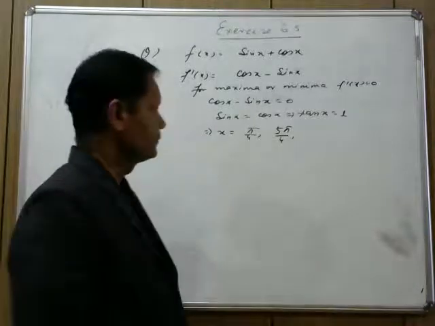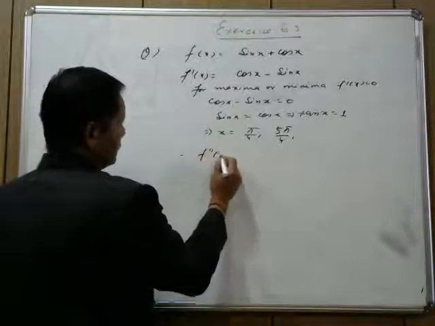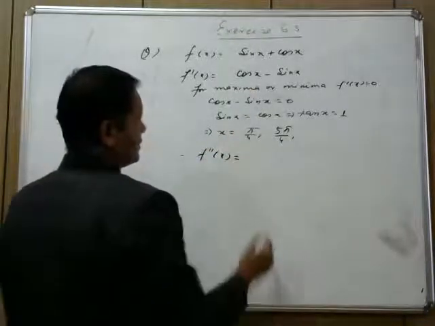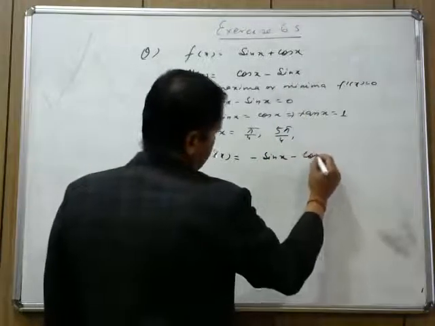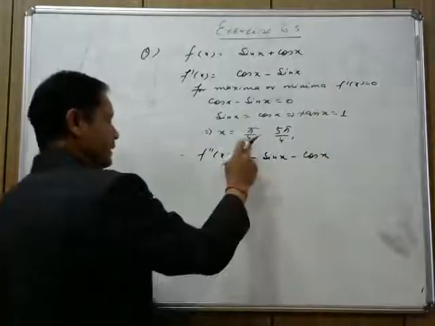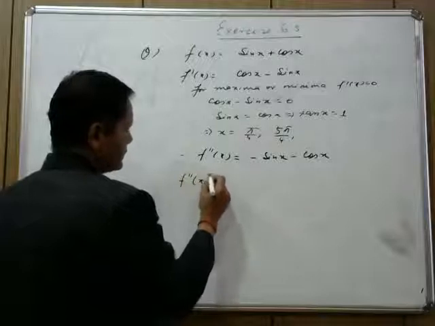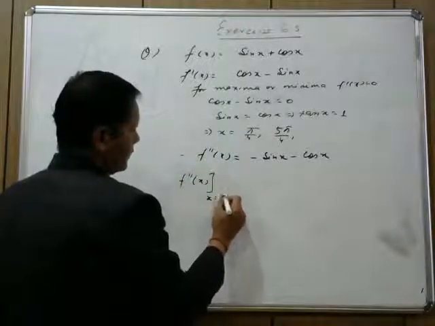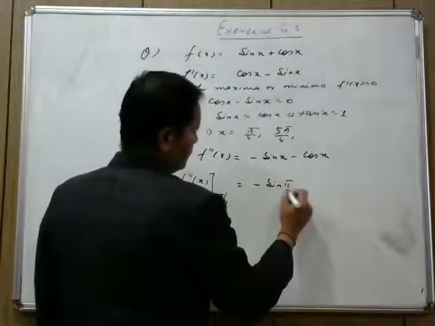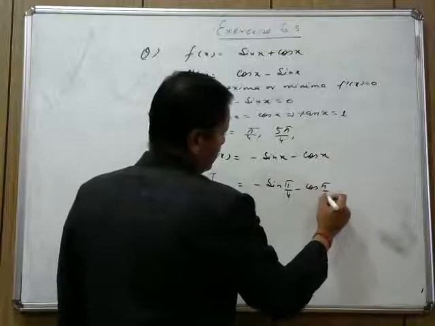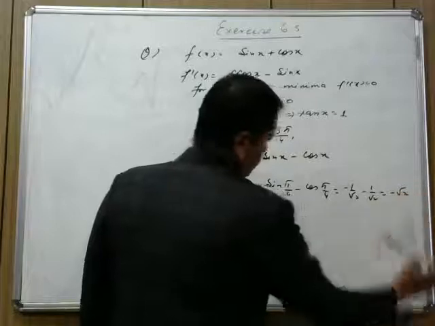Interval is not given. Now we'll find out f double dash of x. The differential of cos x is minus sin x and the differential of minus sin x is minus cos x. Now we'll check at pi by 4 and 5 pi by 4. f double dash of x at x equal to pi by 4 is equal to minus sin pi by 4 minus cos pi by 4, that is minus 1 by root 2 and minus 1 by root 2, you will get minus root 2.